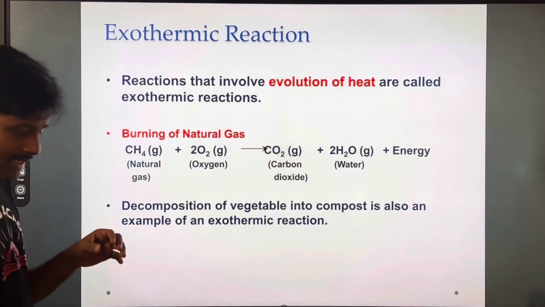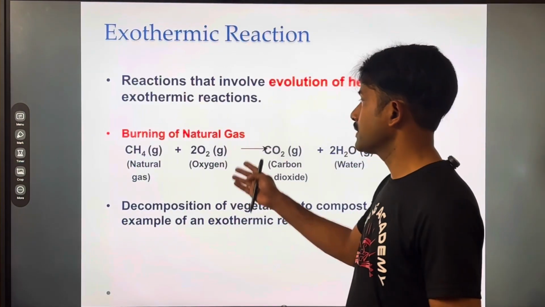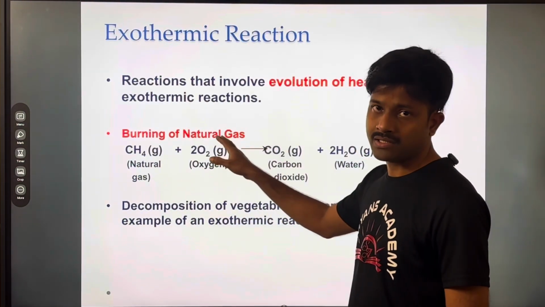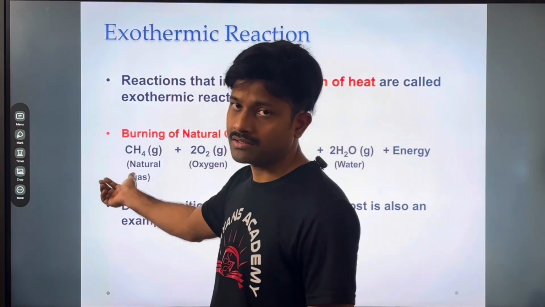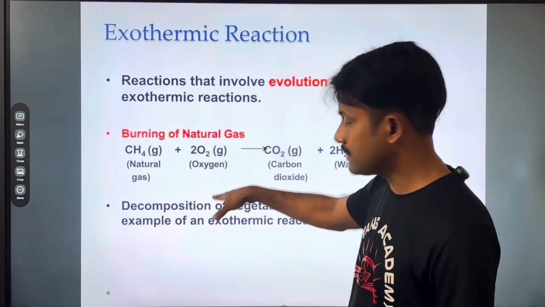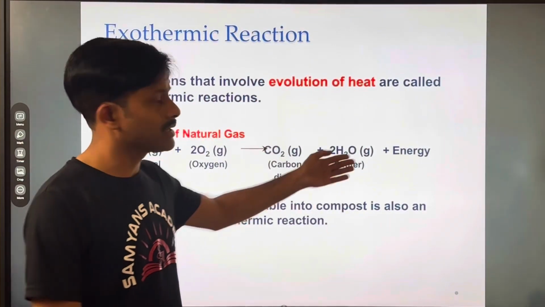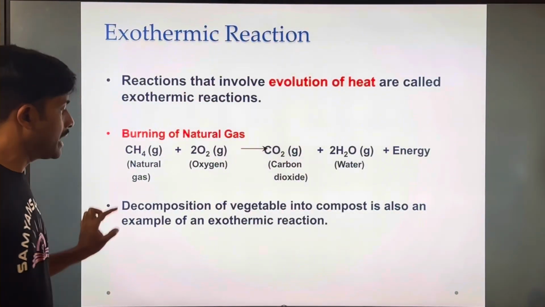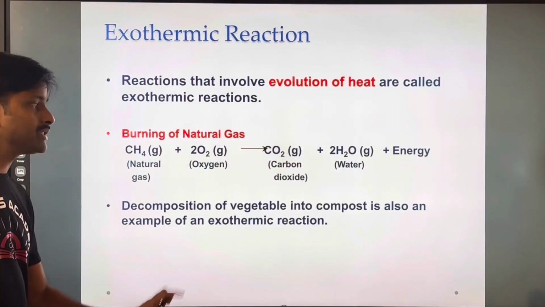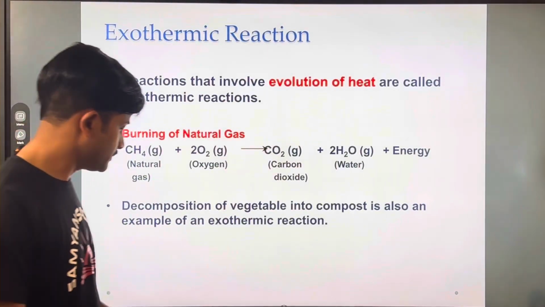Exothermic reaction means the reactions in which heat is evolved. Example for the exothermic reaction is burning of natural gas. Natural gas is methane, right? And also we call it CNG, compressed natural gas, which also consists of methane. When you burn it in presence of oxygen, it will give carbon dioxide, water, and also some energy. It liberates some energy, and such type of reaction is called exothermic reaction. One more example is the decomposition of vegetable matter into compost, which is also an example of an exothermic reaction.